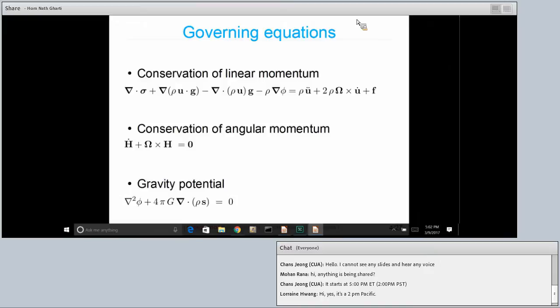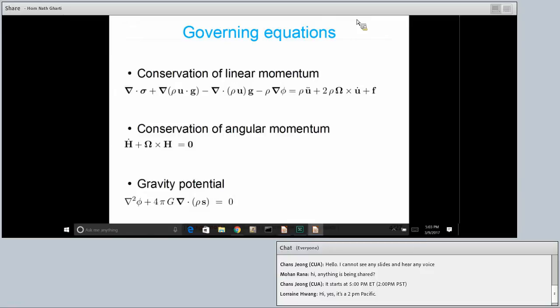The first is the conservation of linear momentum, where sigma is the stress field, u dot and u double dot are respectively the particle velocity and acceleration, and u is the displacement. Rho is the mass density, g is the background gravity, phi is the gravitational potential, omega is the rotation rate, and F is the volumetric force. This is the linear representation of the conservation of linear momentum. The second equation is the conservation of angular momentum, which has a nonlinear dependence on the displacement field. And finally, the third equation is Poisson's equation, which represents the gravitational potential in all of space.